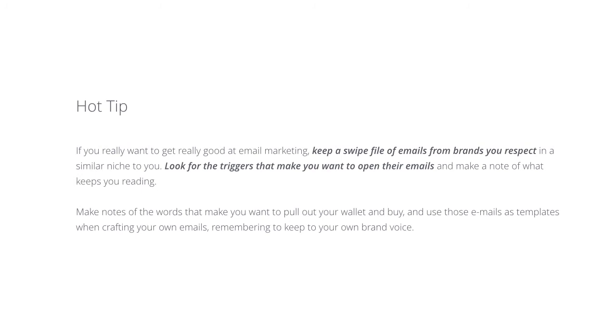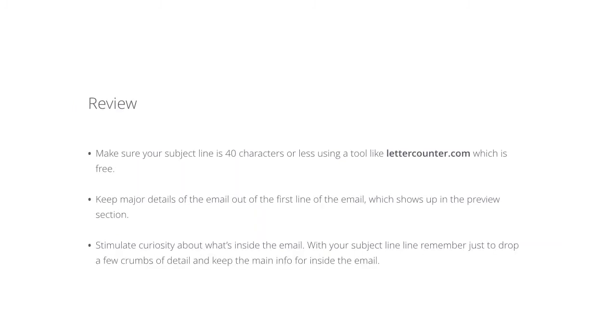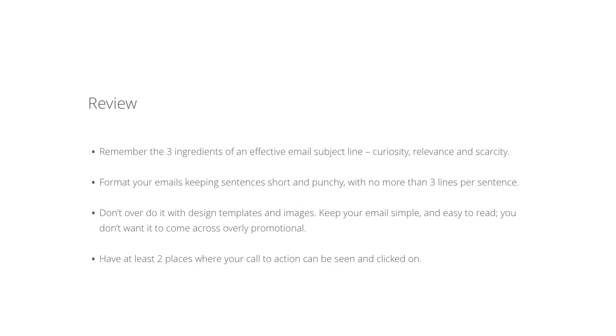So now that you've learned about the anatomy of a powerful email, which includes the psychology of email writing and how to structure your emails for success, with that being said, let's quickly recap. Make sure your subject line is 40 characters or less using a tool like lettercounter.com, which is free. Keep major details of the email out of the first line of the email, which shows up in the preview section. Stimulate curiosity about what's inside the email. With your subject line, remember just to drop a few crumbs of detail and keep the main info for inside the email body copy. Remember the 3 ingredients of an effective email subject line: curiosity, relevance, and scarcity.